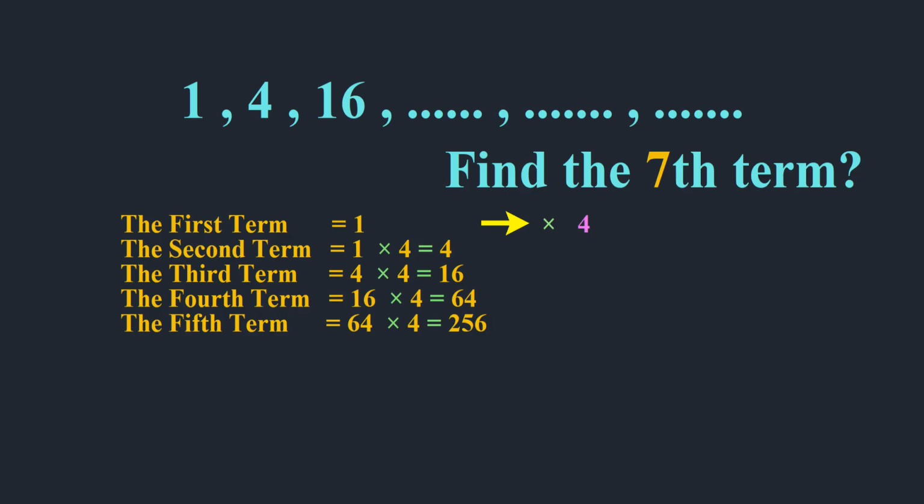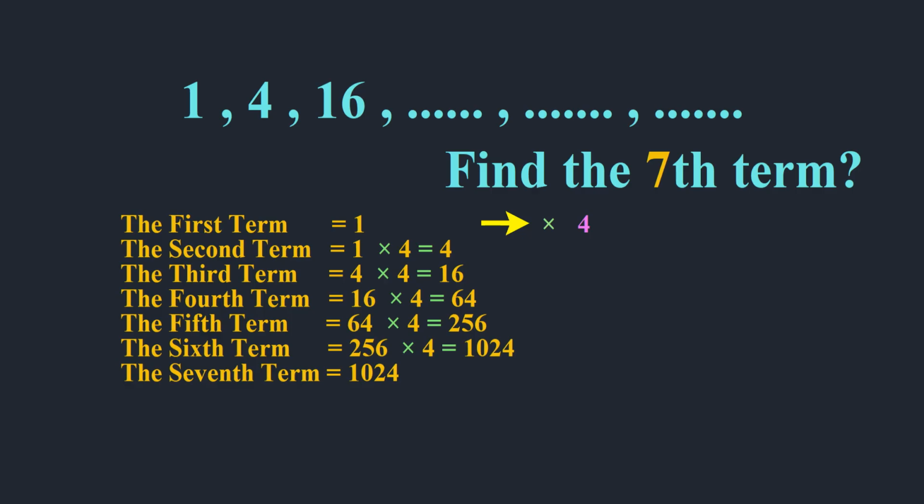256. And the sixth term is 256 times 4, which equals 1024. And the seventh term is 1024 times 4, which equals 4096. And for our problem, we want to get the seventh term, which equals 4096. And this is the solution by using the manual method.